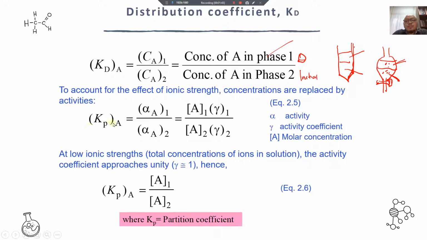So let's say for example here, in the Kp, the equation can be replaced by activity. If you look over here, alpha refers to activity, and alpha is actually equal to the concentration of your compound of interest in the desired phase multiplied by the activity coefficient. The same goes for the initial phase: we need to multiply the concentration with the activity coefficient. It's a little bit complicated, right?